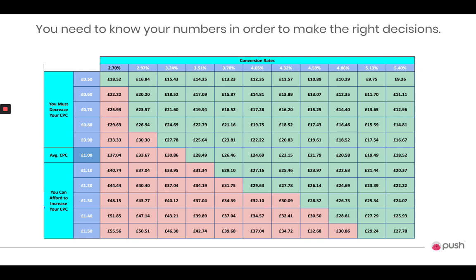What you need to know, however, is your numbers in order to make the right decision. So let's just talk through those numbers for both lead gen and e-commerce businesses. So each of these platforms has a different cost per click. On Google, you're paying a different cost per click for every single keyword. And the final cost per click that you pay, it's determined by Google's algorithm. So there's a number of different factors.